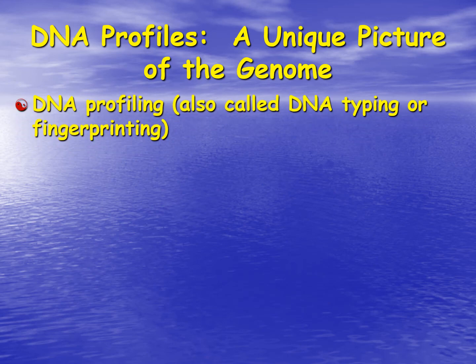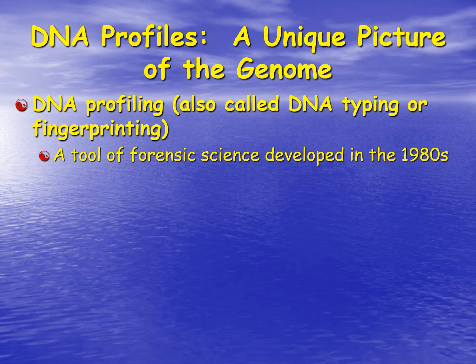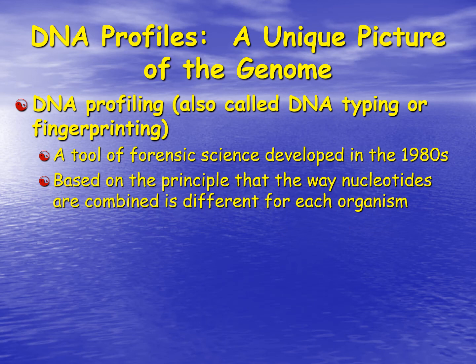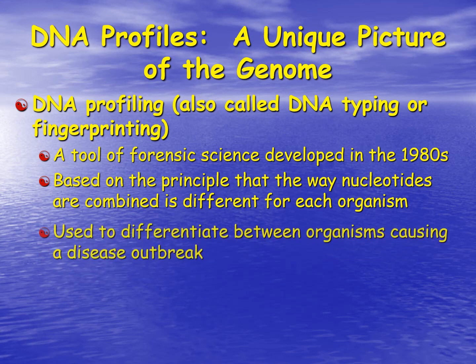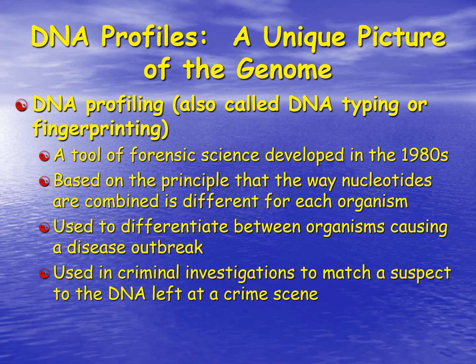DNA profiling, also called DNA typing or DNA fingerprinting, shows us a unique picture of the genome. It's a tool of forensic science that was actually developed as early as the 1980s. It's based on the principle that the way the nucleotides are combined is different for every organism, and it is used to differentiate between organisms causing disease outbreaks or criminals.